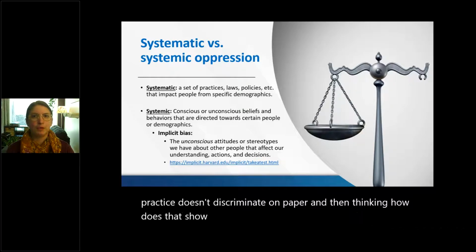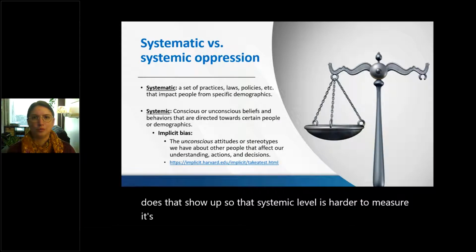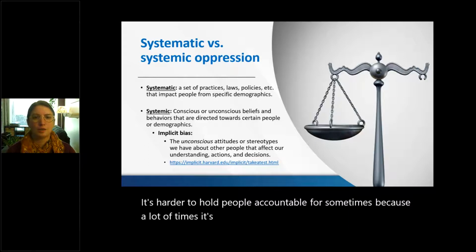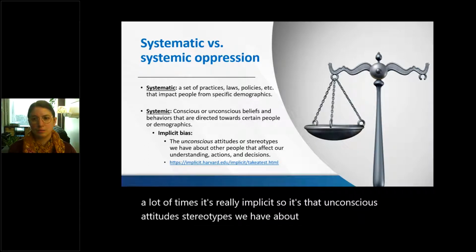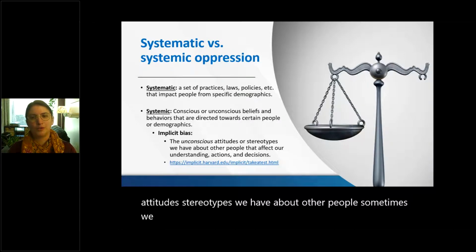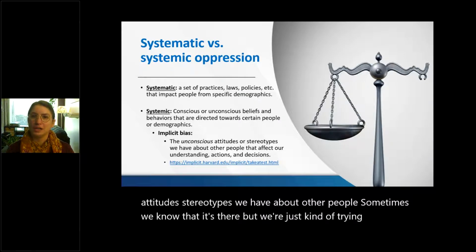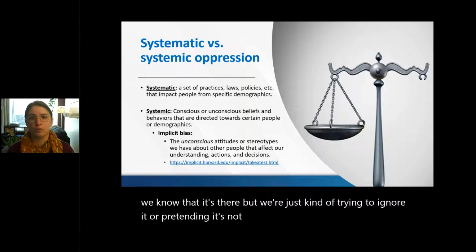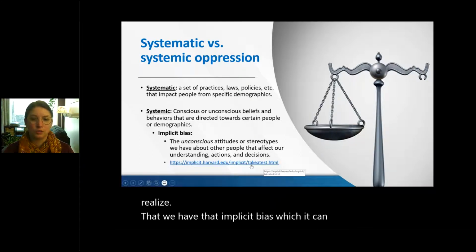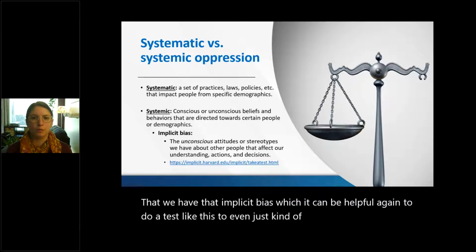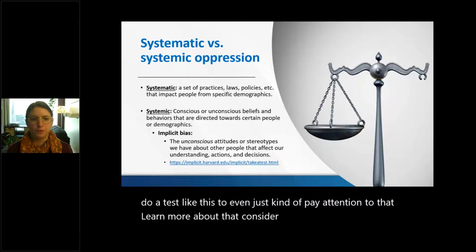So that systemic level is harder to measure. It's harder to hold people accountable for sometimes, because a lot of times it's really implicit. So it's that unconscious attitude, stereotypes we have about other people. Sometimes we know that it's there, but we're just kind of trying to ignore it or pretending it's not there. Other times we truly don't realize that we have that implicit bias, which it can be helpful, again, to do a test like this, to even just pay attention to that, learn more about that, consider how that may be coming up for you.